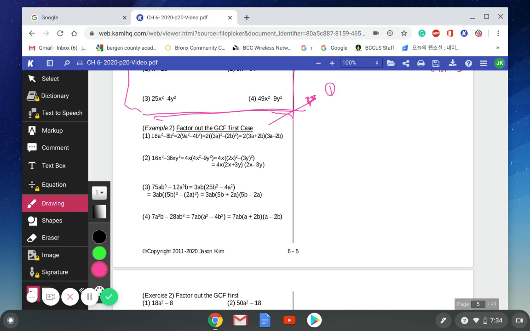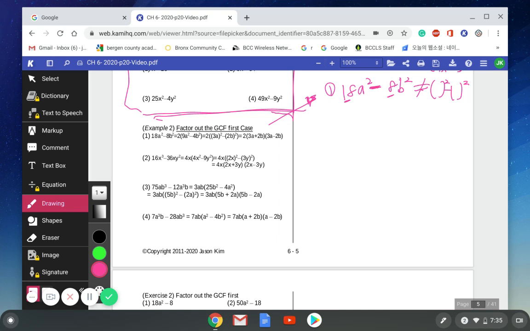So number 1, you have 18a squared minus 8b squared. So this one is a difference between two terms and it has some squares. But this is not something square minus something square as it is, because 18 is not something square. So no square makes 18 and no square makes 8. So as of now, it can't be directly translated into something square minus something square.